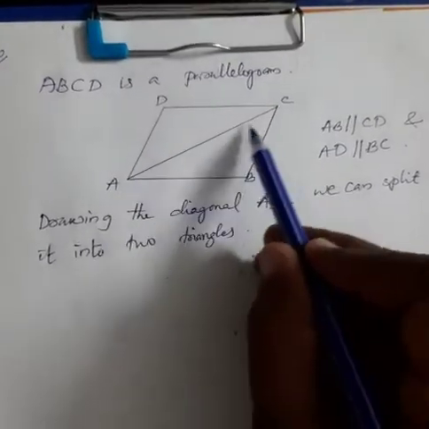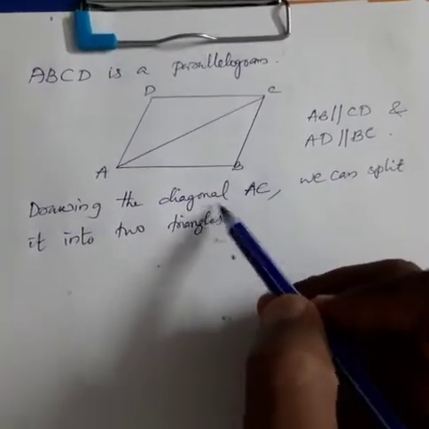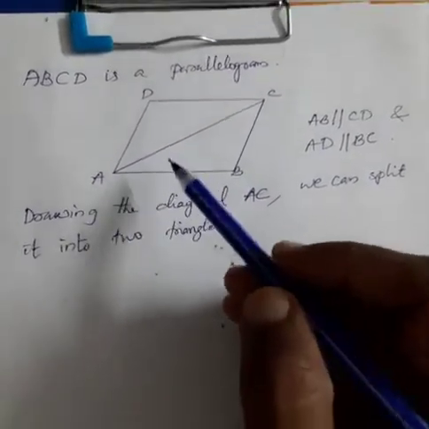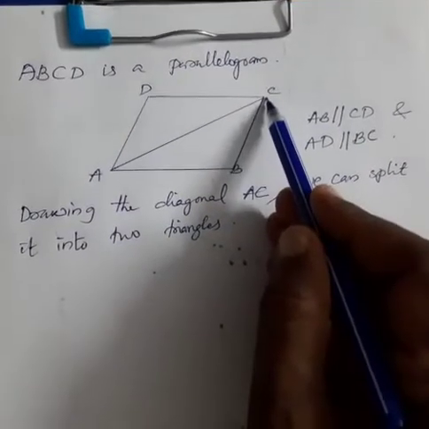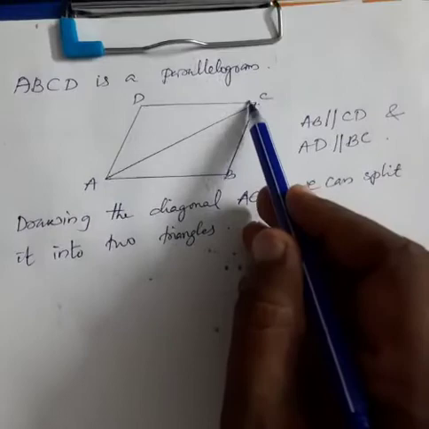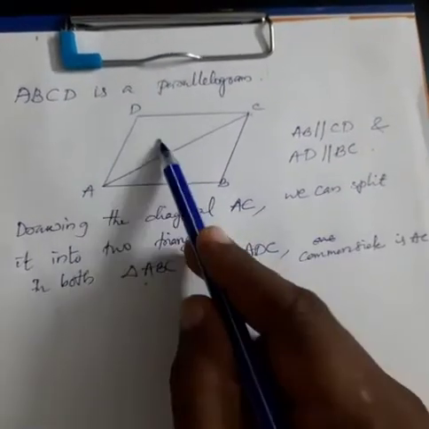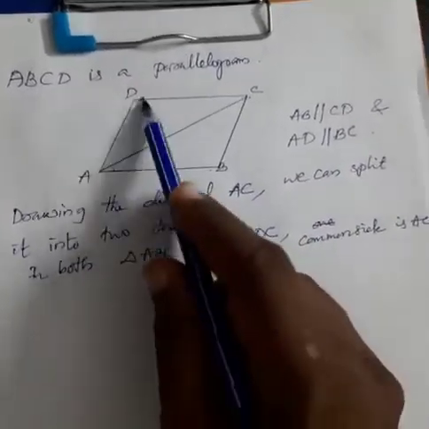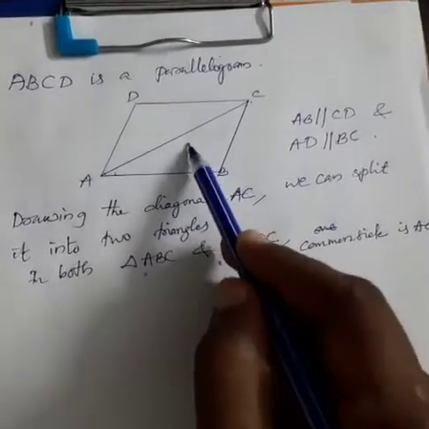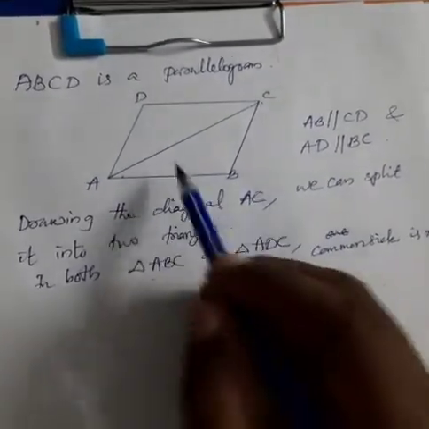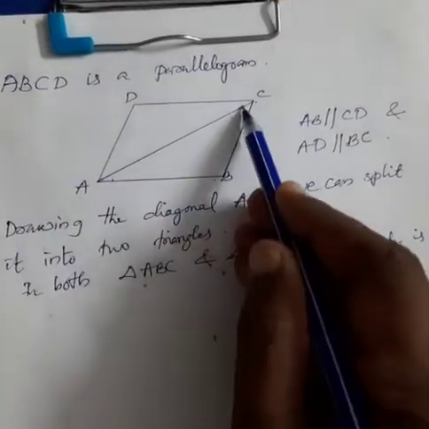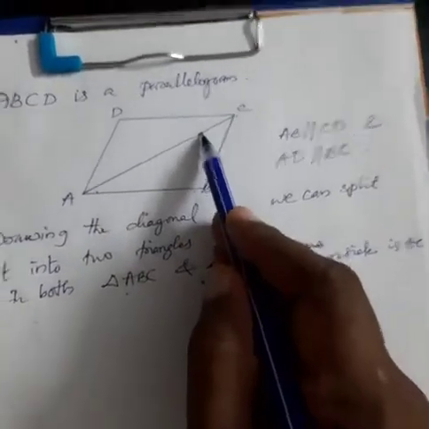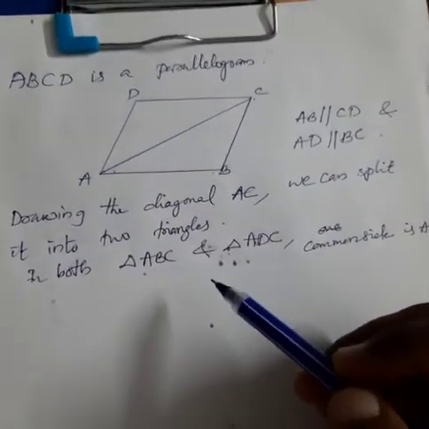If you draw AC, that is a diagonal, we can split this parallelogram into two triangles. One is triangle ABC and another one is ADC. So AC is splitting it into two triangles. And what is the common side for both the triangles? AC is common for both the triangles.